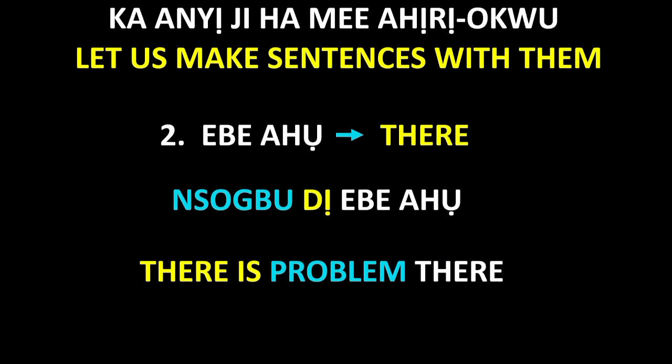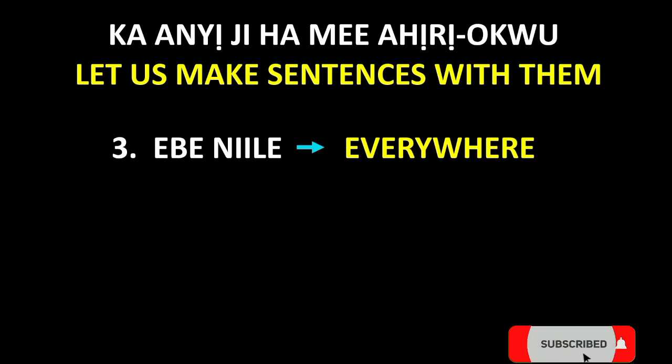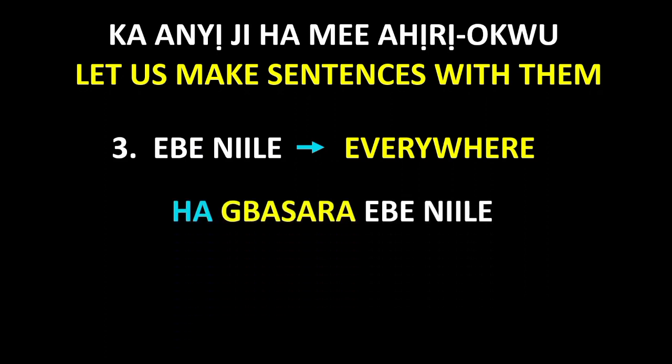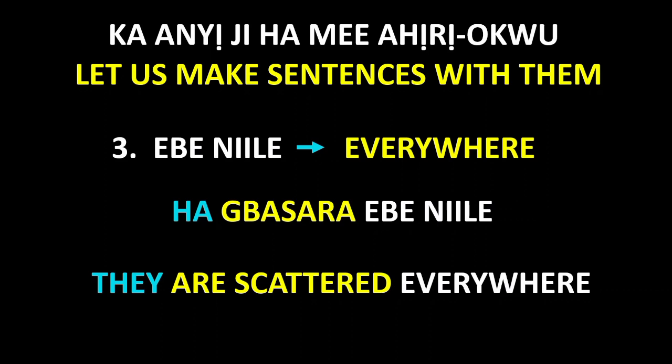Let's proceed as we go to number 3, place or position, which is ebe niile. Ebe niile is everywhere. Let's have our sentence now. Ha basara ebe niile. What does this mean in English? They are scattered everywhere.